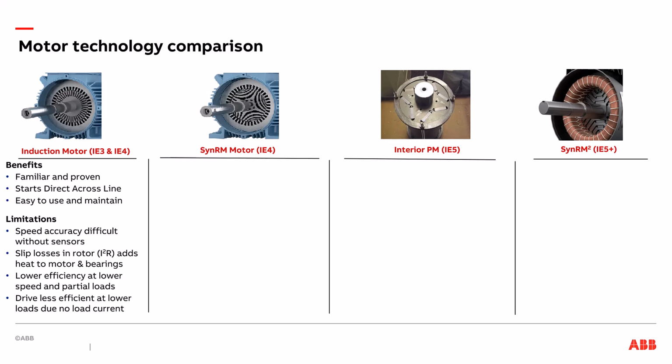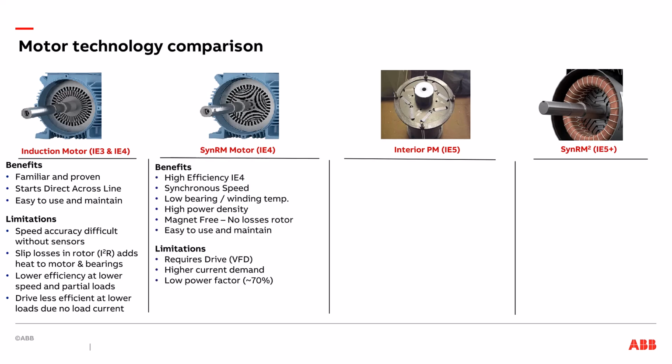They're easy to use and maintain, but they do have the drawback of their speed accuracy without sensors, and also have slip loss in the rotor, which adds to heat in the motor and bearings. They also have lower efficiency at low speed and partial loads.